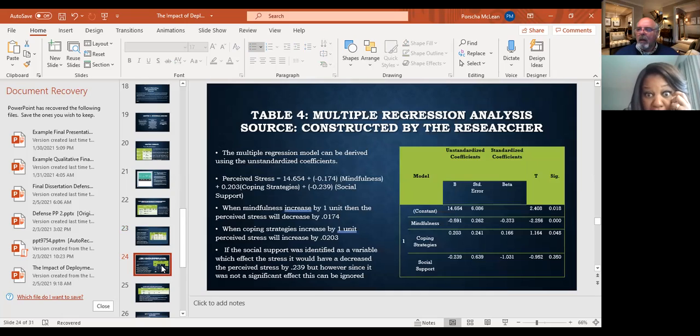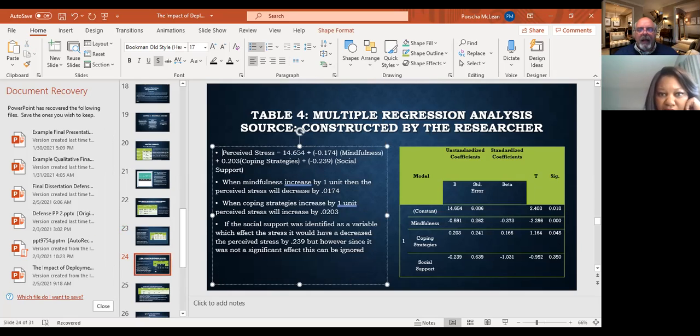So, okay, for this one, my understanding is if mindfulness, based on those significant levels, when mindfulness increases by 1 unit, then the perceived stress will decrease by 0.017. I'm sorry, 0.0174. Okay, wait a minute. So delete that, "multiple regression model can be derived by using blah, blah, blah." Okay. Yeah, get rid of that.